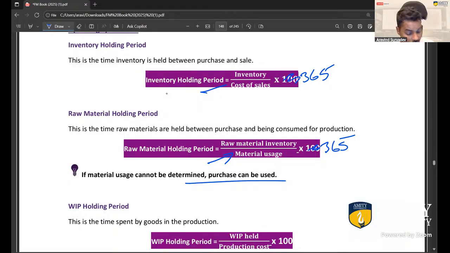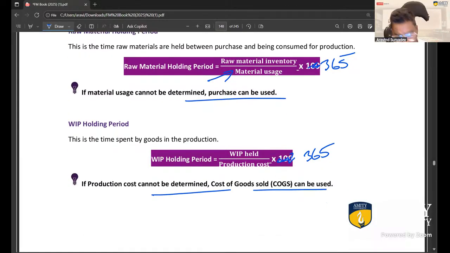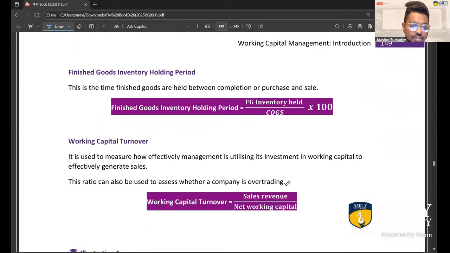Good enough. Then we have the work in progress holding period. Again, it is work in progress held divided by production cost multiplied by 365, not 100. Please note. If production cost cannot be determined, cost of goods sold can be used. Then the finished goods inventory holding period. Again, it's finished goods inventory held divided by the cost of goods sold, or what it relates to, of course, multiplied by 365, not 100.